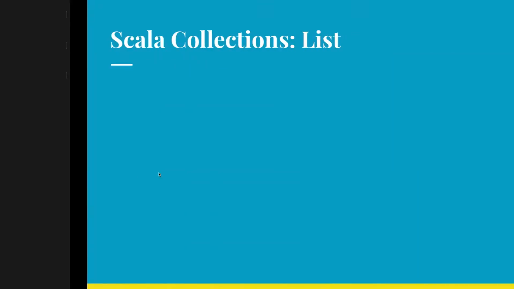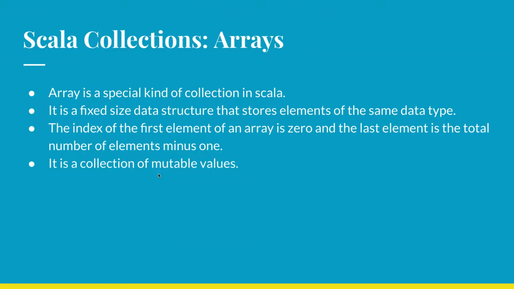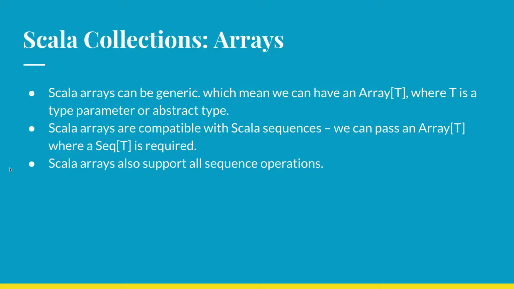And let's talk maybe about arrays now. Arrays are a special kind of collection in Scala. It is a fixed size data structure that stores elements of the same data type. The index of the first element is 0. The last element is going to be the total number of elements minus 1, and it is a collection of mutable values. Now Scala arrays can be generic, which means that they will have that same type of array T, where T is going to be a type, our type parameter or an abstract type.